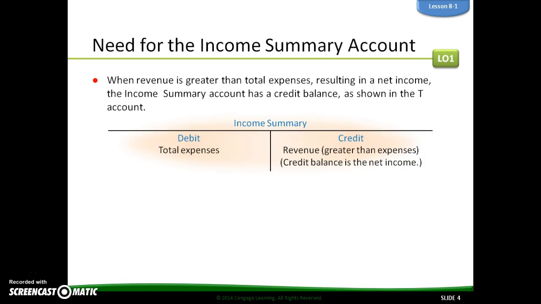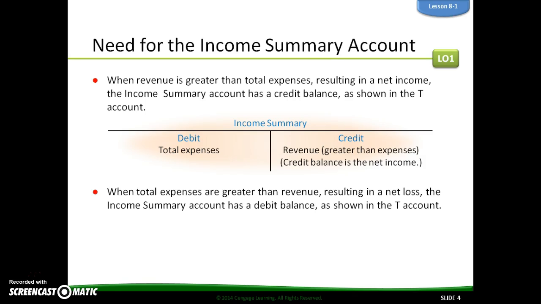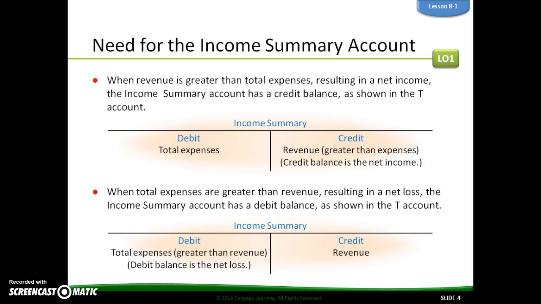So as we look at this income summary account, we can see, using this T account, that revenue in this case is greater than expenses, so we have a credit balance in the income summary account. So income summary has a credit balance. When the total expenses for a business are greater than revenue, which means we didn't make money, we have a net loss, then when we look at that income summary account, the debit balance shows a net loss. So if it's a credit balance in income summary, we have a net income. And if the debit balance is showing in the income summary, then we have a net loss.